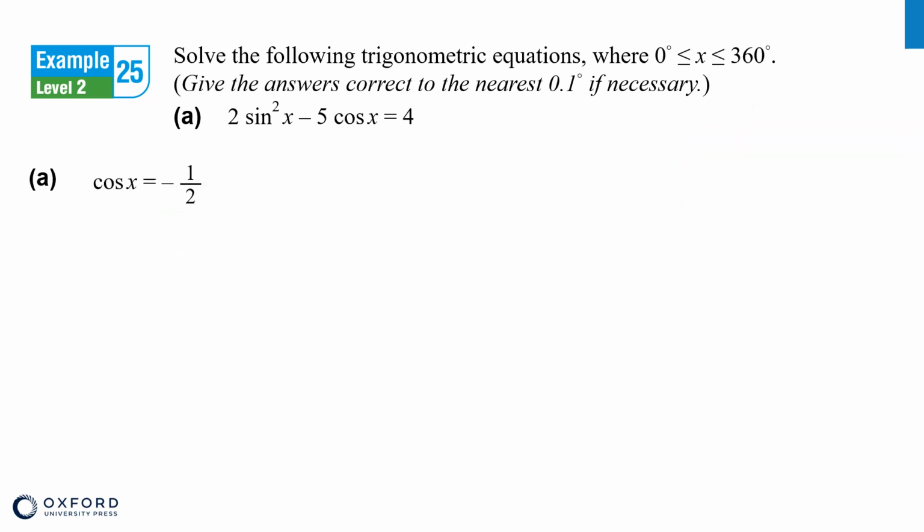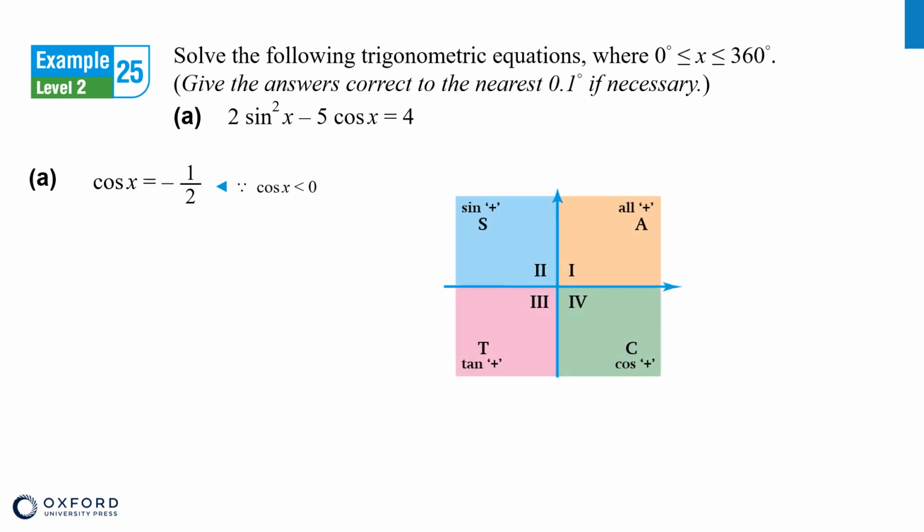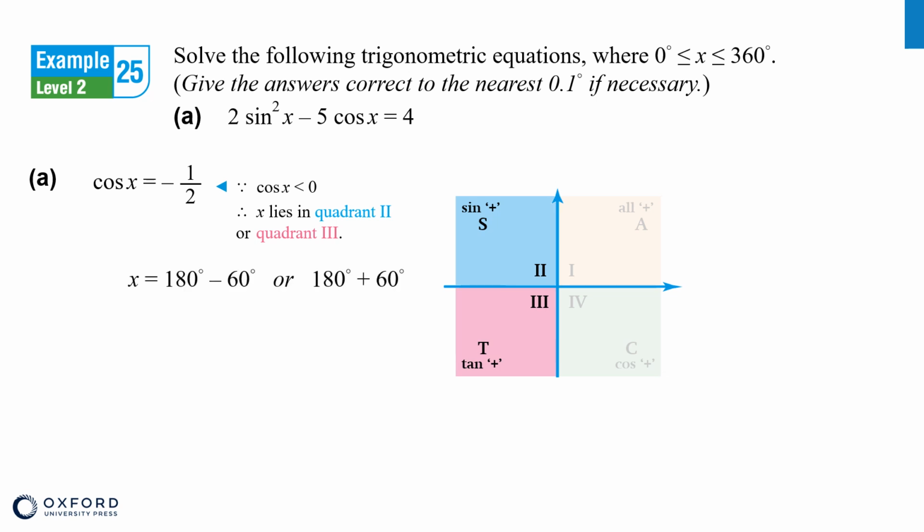So we'll focus on cosine x equals negative 1 over 2, which is less than 0. For cosine x being less than 0, x lies in quadrant 2 or quadrant 3, and the reference angle is 60 degrees. Therefore, x equals 180 degrees minus 60 degrees or 180 degrees plus 60 degrees. That is 120 degrees or 240 degrees. That's it for part A.